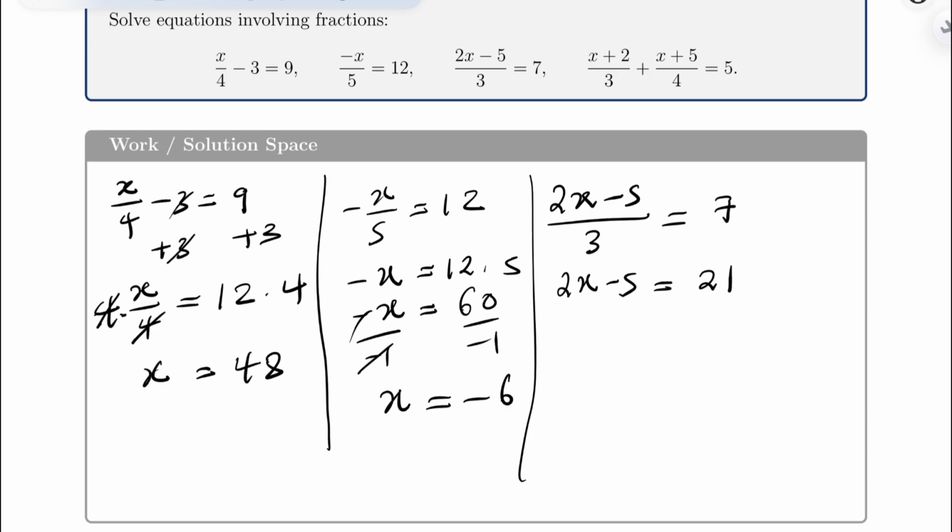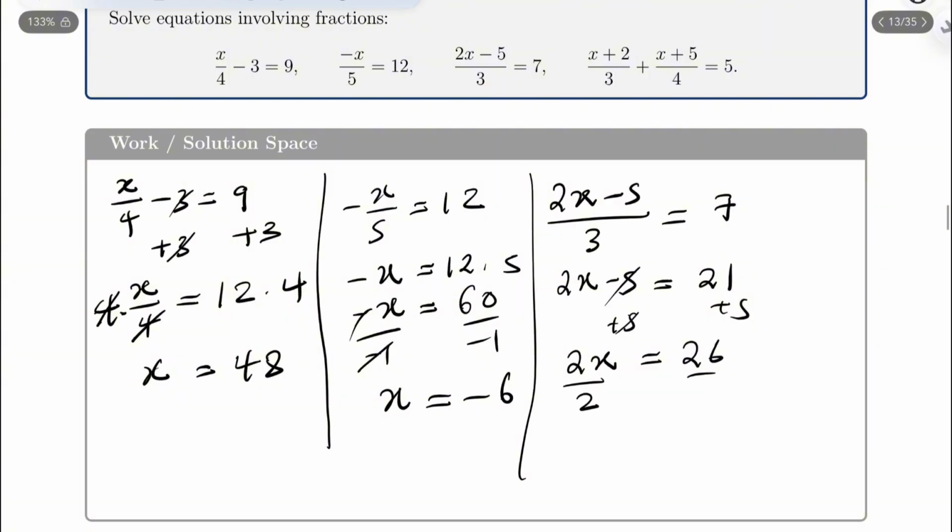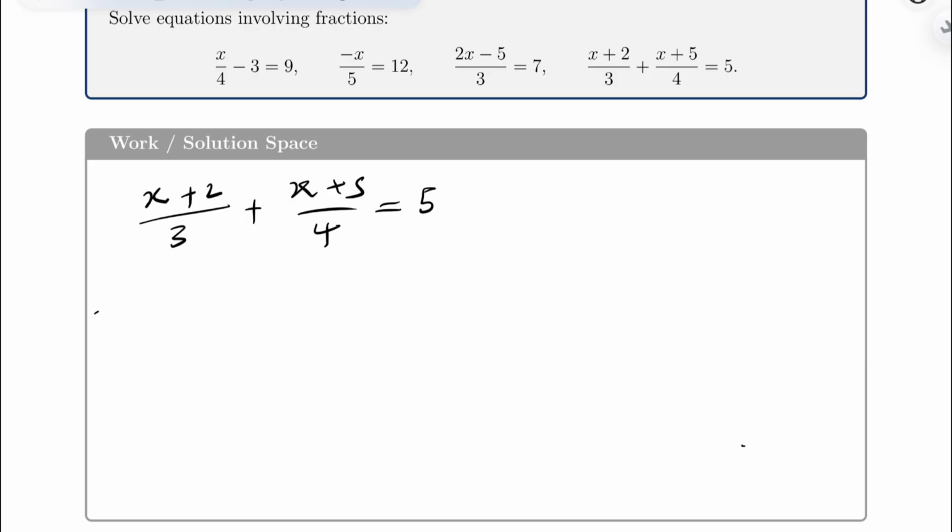Then we can add 5 plus 5 both sides. 5 and 5 cancels. I remain with 2x is what? This is 26. Then we can go ahead and divide throughout by 2 so that x is just what? 13. Okay, so you can take a snapshot and I create space so that we can do the last problem. The last problem is x plus 2 over 3 plus x plus 5 over 4 is 5.